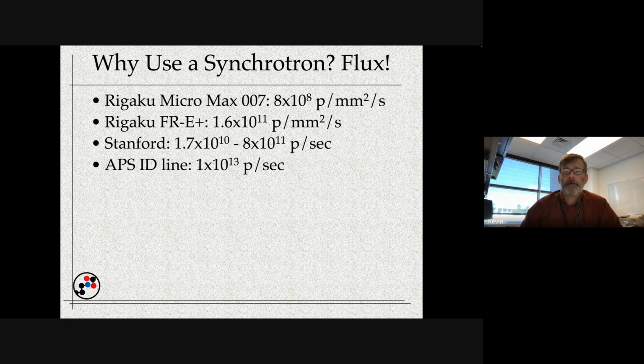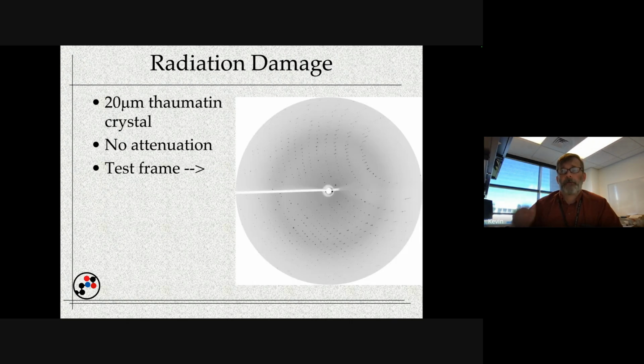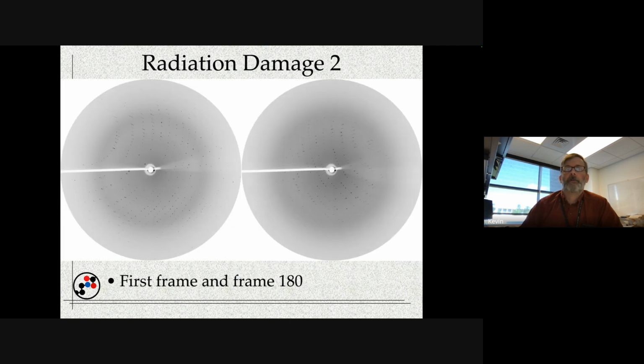Now, the downside to this, particularly for biology, is radiation damage. So, for example, here's a frame from a thaumatin crystal with no attenuation, and it looks fantastic. This is a textbook example of good protein diffraction. Now, if you collect data with this, then clearly you can end up with radiation damage.